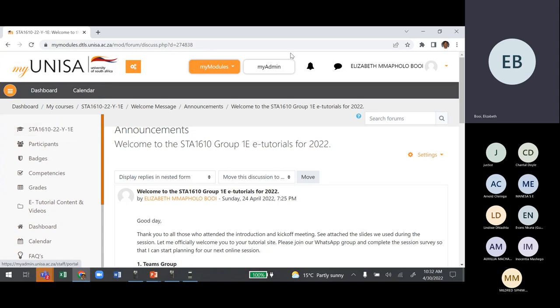And mostly your e-tutor site will have a group. You can see that the lecture site ends with a Y, but my e-tutor site starts with a 1E. So if you are in 2E, 3E, 4E, you will know which e-tutor site you are in. And if your e-tutors are not communicating with you, you need to send your lecturers an email to say, I'm linked to this e-tutor, but they're not saying anything.